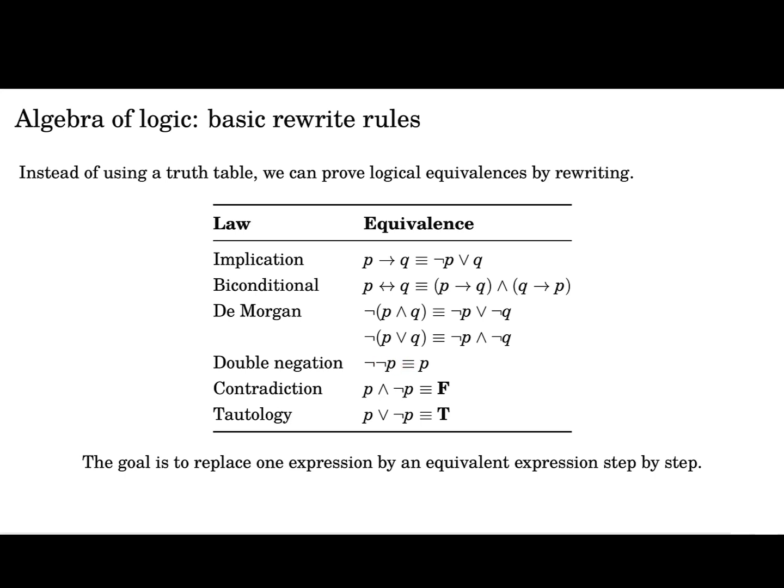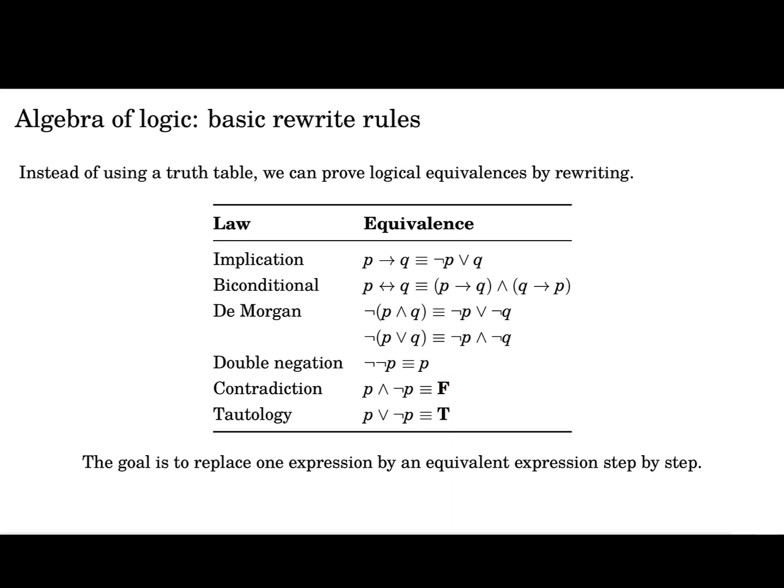The next rule is called contradiction, and contradiction states that P and not P must always be false. In other words, a statement and its negation cannot both be true at the same time. Because remember, and is only true when both of them are true, and you can't have that something is true and its negation is also true. So this always has to be false.